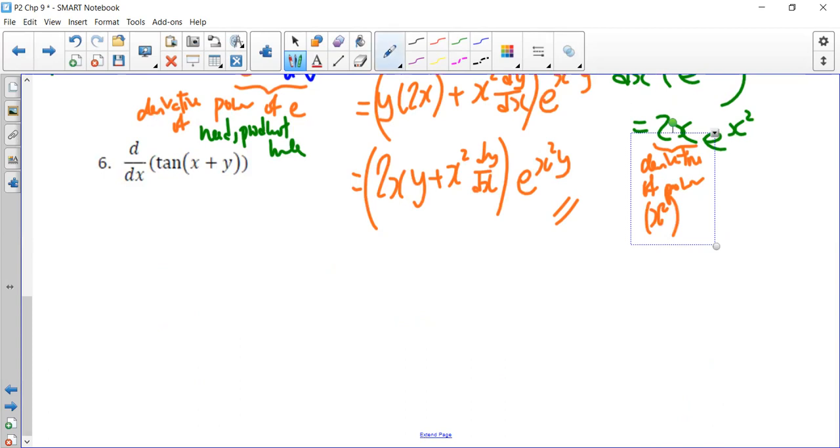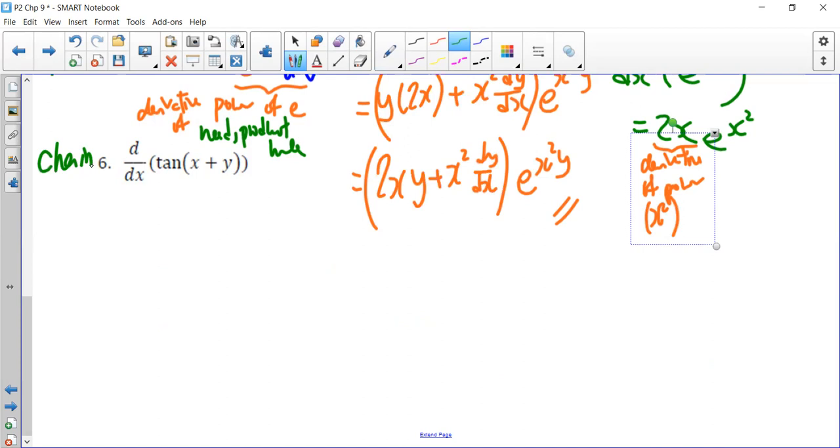So differentiate tan(x plus y). That's a chain, this is the chain rule. Differentiate from the outside to the inside. Differentiate the outside. So what's the derivative of tan? Using the formula booklet, the derivative of tan is sec squared.